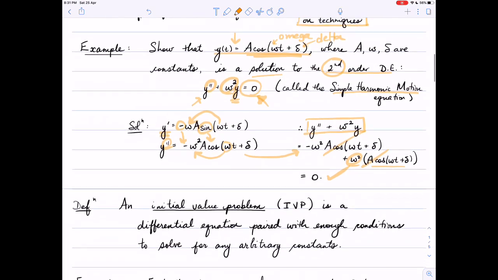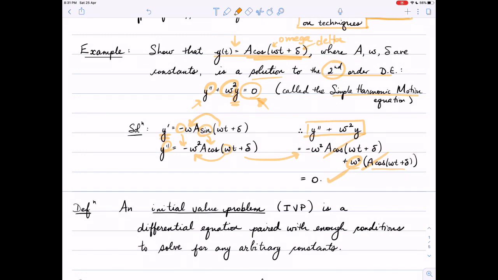Initial value problem. So we're going to go ahead and learn some Cal 2 stuff. Now we've talked about initial value problems, or IVPs, earlier in the course as well. It is a differential equation paired with enough conditions to solve for any of the arbitrary constants.